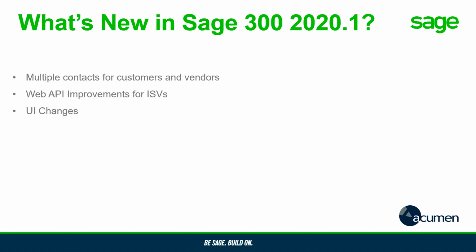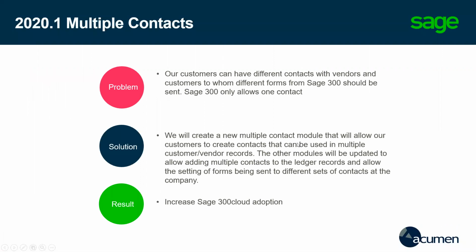But the one at the top, multiple contacts, we're going to cover this in the demo certainly, but you can actually have multiple contacts now for customers and vendors. And when I go into that tab and set up a different contact, I can say which different forms from Sage should automatically go to this particular contact. Again, I'll go ahead and show that.